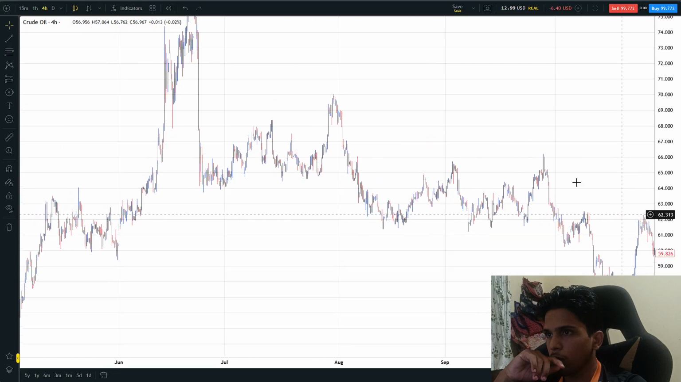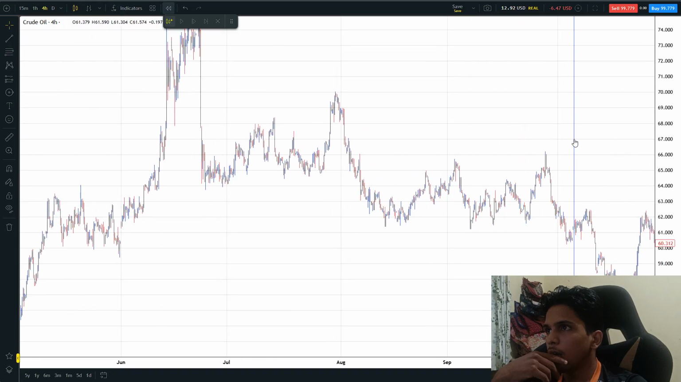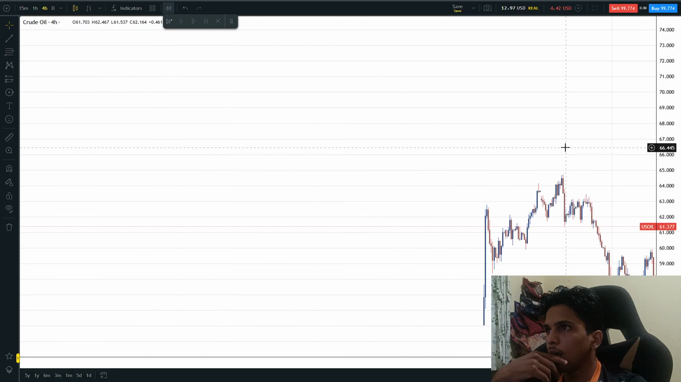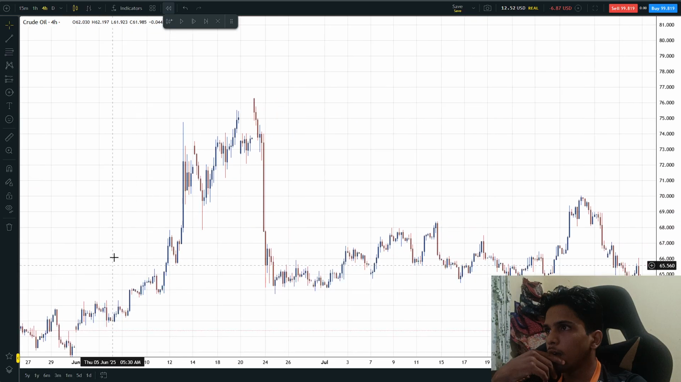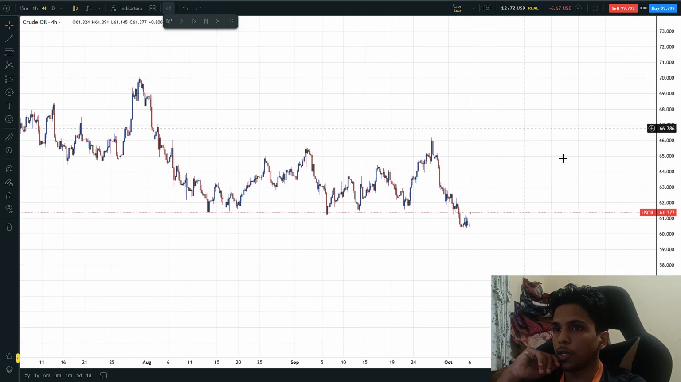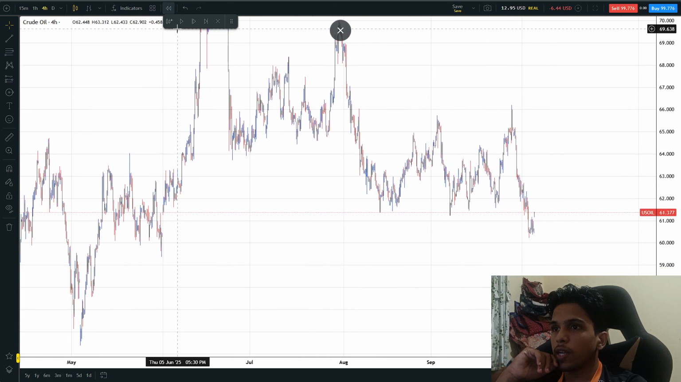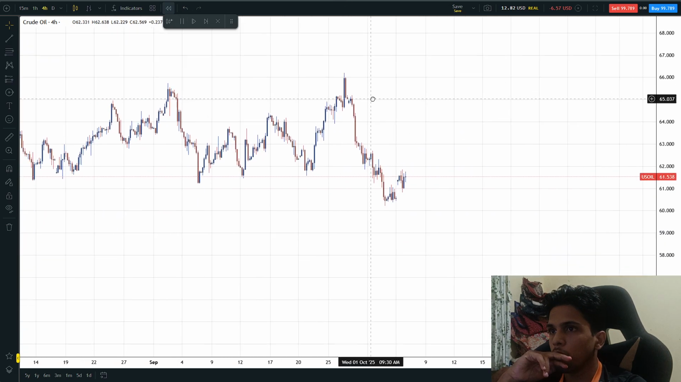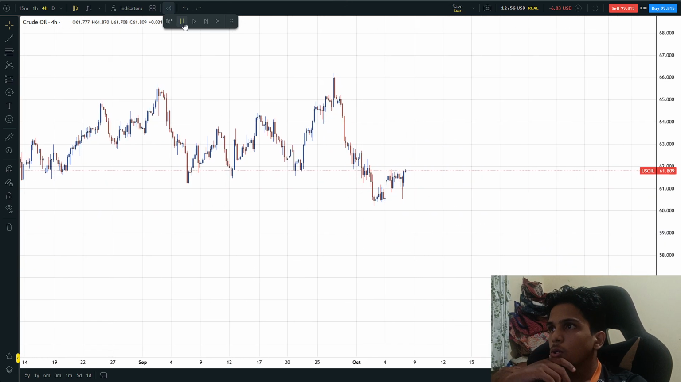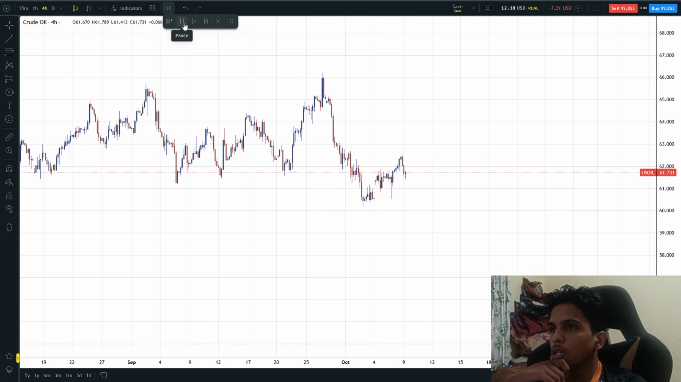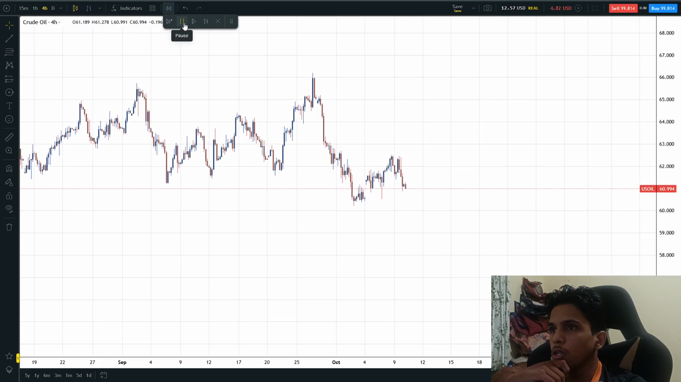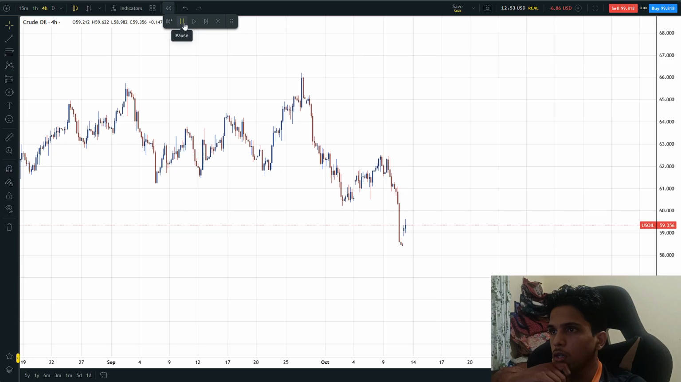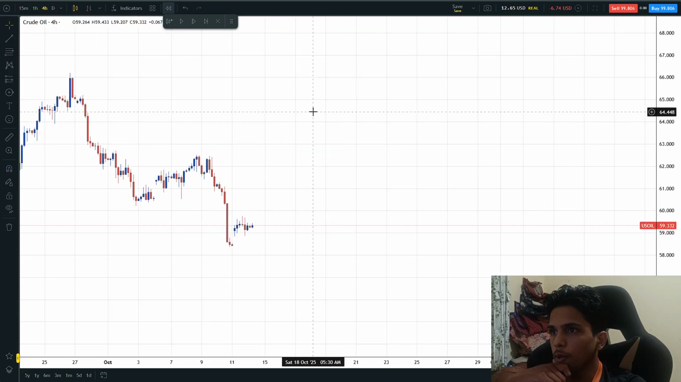Okay, let's analyze the market from here on the 4 hour time frame, so we can get insights into what can happen in the future. As you can see here, the oil has been doing nothing but wasting time. Okay, it has given the breakout.